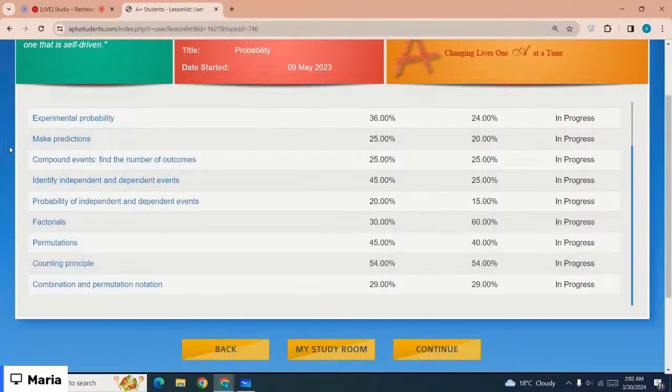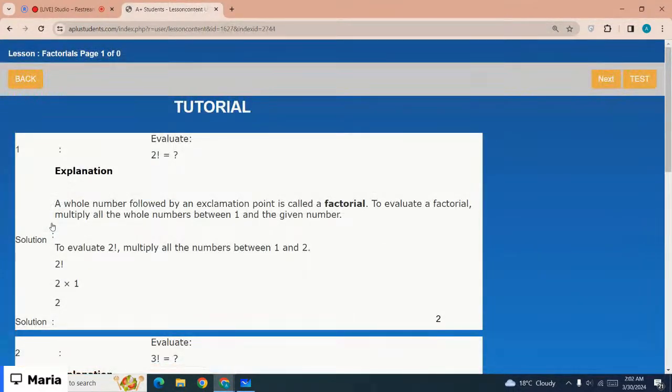Here I am on grade 7 math. Let's just start with the chapter factorials. Okay, so let's just start with the first example. Evaluate 2 factorial. So first thing you need to understand is what is factorial, right?